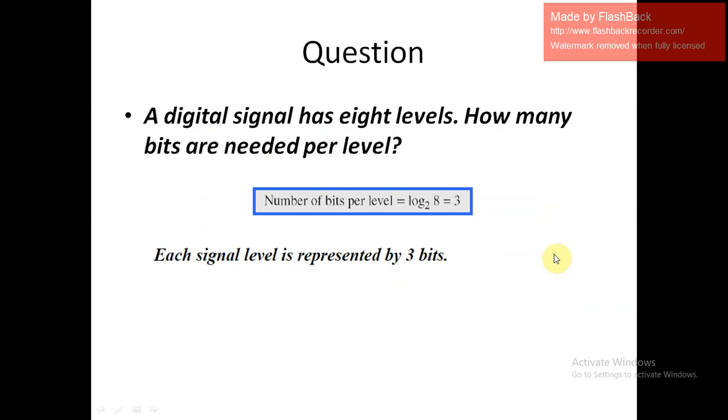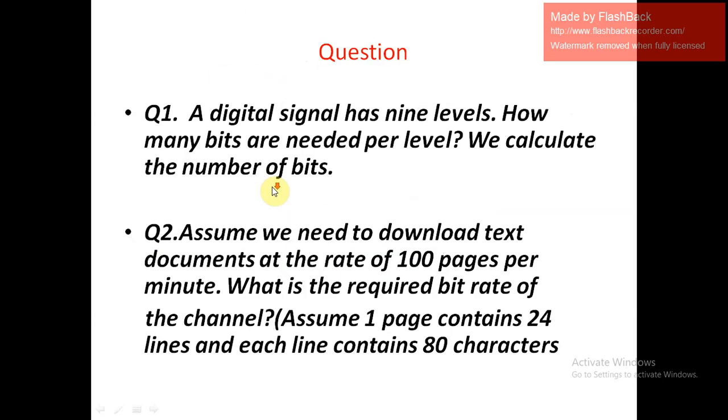A digital signal has 8 levels. How many bits are needed per level? We know that if the levels L equal 8, and we know that L equals 2 to the power n, as I have already told you, so you have to calculate n. So L equal to 8 gives the number of bits per level equal to 3. So this is all about the different types of problems.